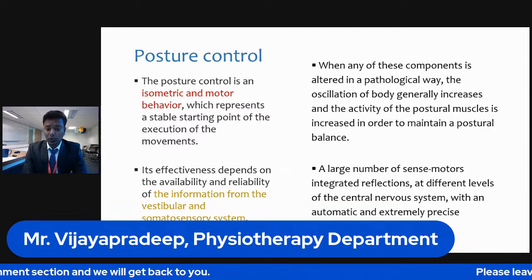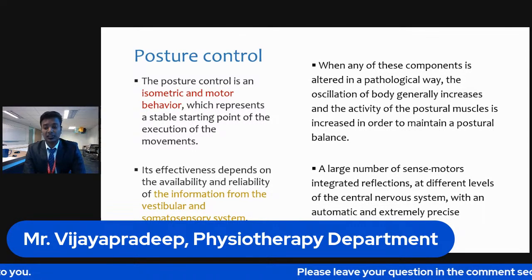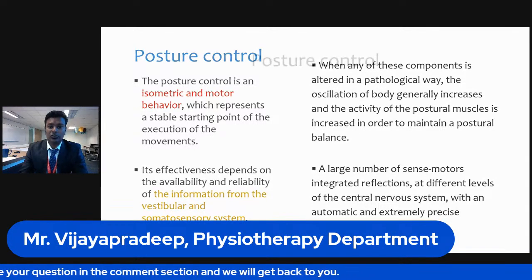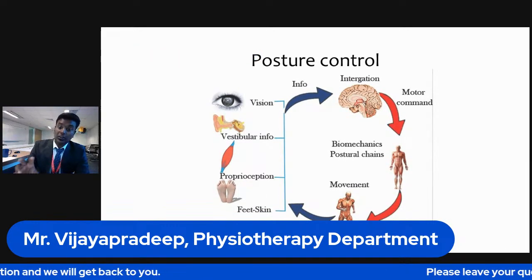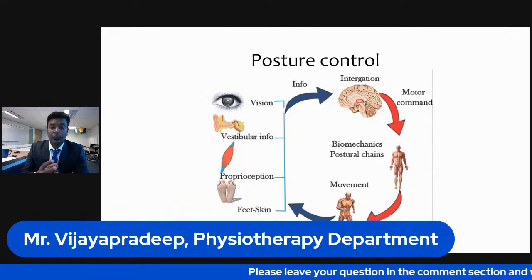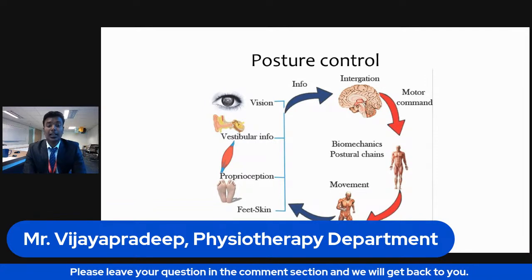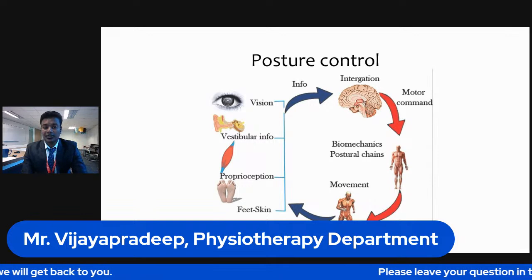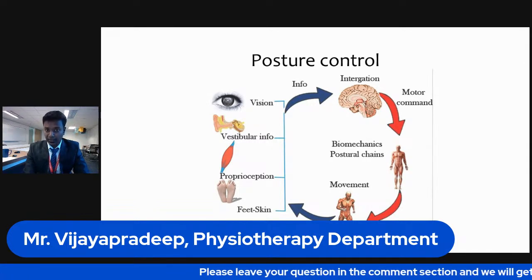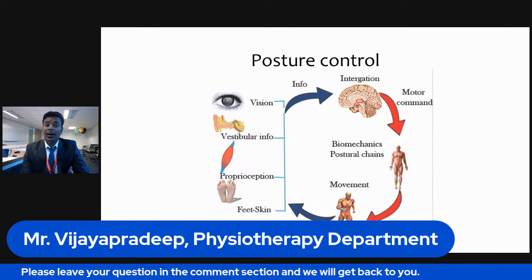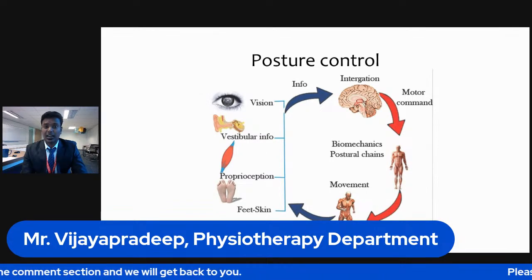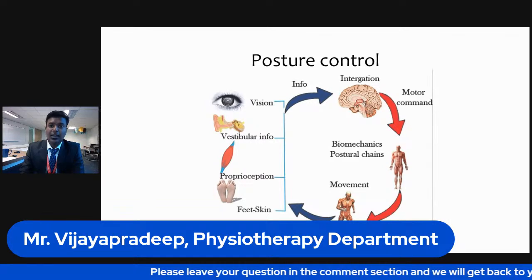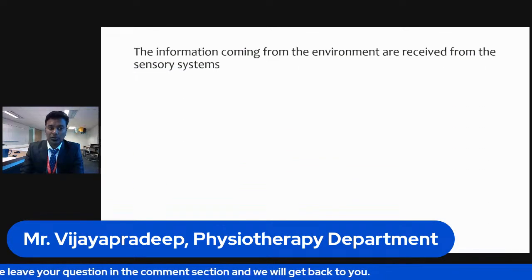A large number of sensory-motor integrated reflexes at different levels of the central nervous system also play an essential role, in an automatic and extremely precise manner, to maintain proper postural control. These are the systems responsible for making a proper, stable posture of a person. The first is vision, then the vestibular system, and then the proprioceptors located under the foot. All these structures collect information from the environment, and the collected information goes to the brain, to the concerned centers, where it is processed and creates commands to the muscles. Then the muscles perform the activity, movement results, and again the cycle starts.